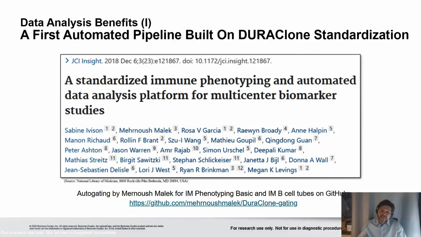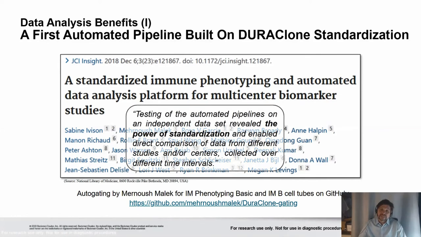So they found that the power of standardization was the real enabler here, and it enabled them to directly compare data from different studies, from different centers and operators, and collected over different time intervals. So it took out a lot of these batch effects that you typically would observe and that would hinder applying this type of automated analysis platform in this versatile way on this diverse set of data.